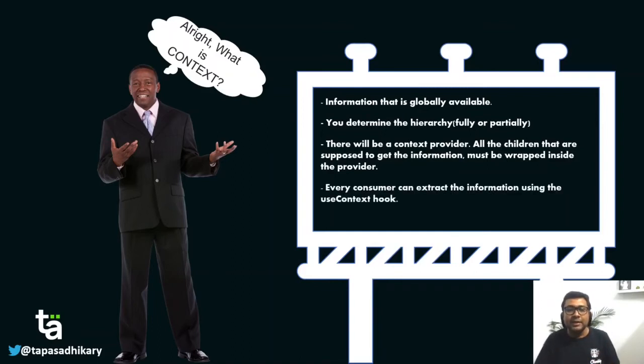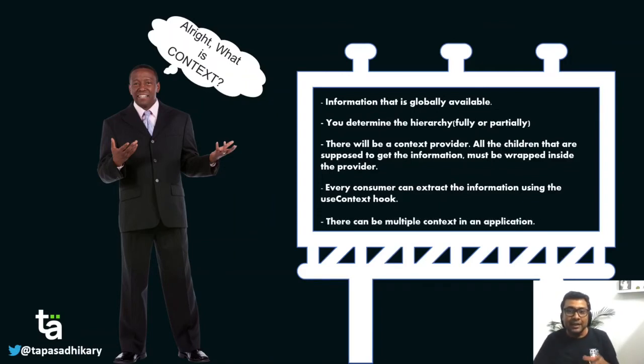Then the next thing is that every child wrapped by the provider can consume this information that is available as a context. Now to extract this information, they have to use a special hook called useContext from React. We'll be seeing that.